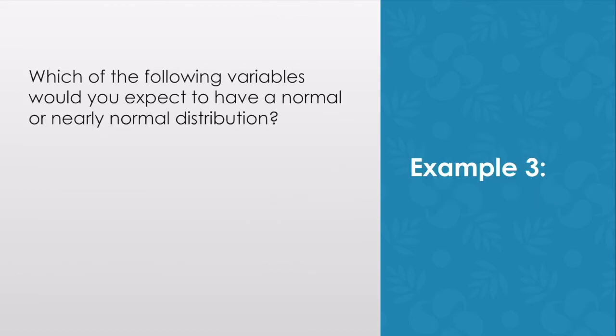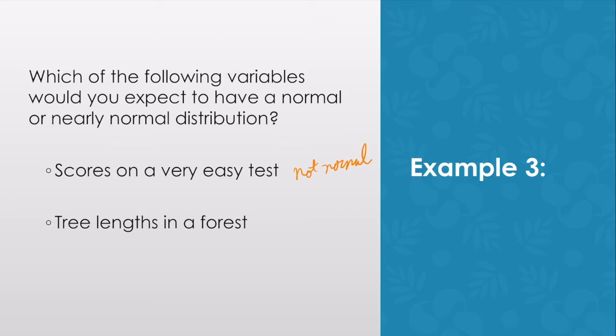So which of the following variables would you expect to have a normal or nearly normal distribution? Scores on a very easy test. Well, if the test is very easy, most people are going to score high, so this does not have a normal distribution. What about tree lengths in a forest? Well, that's something that occurs naturally, so we would expect that to have a nearly normal or normal distribution.